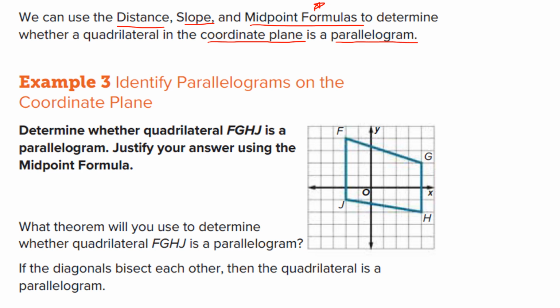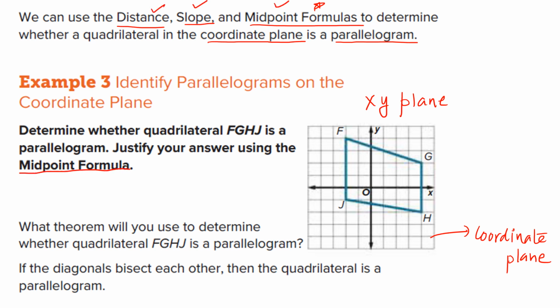How do you identify this question? You are given the xy plane, so you can see the squares. This is what is called the coordinate plane. When such a plane is given to you, and your parallelogram or quadrilateral is given on this x and y plane, the question will use either the distance, the slope, or the midpoint formula. So let's see here which one we are using. In the question itself, it is mentioned to use the midpoint formula. So we are going to use that.